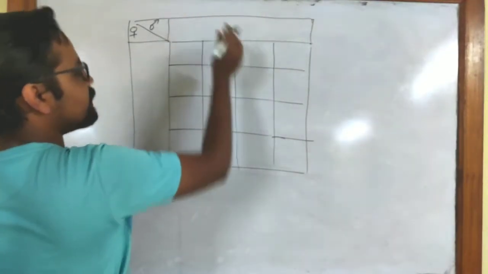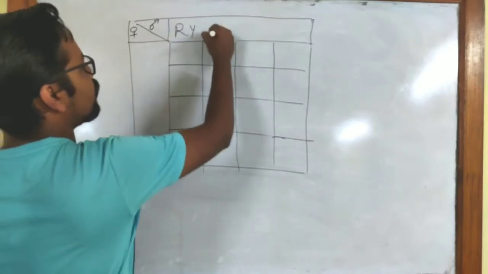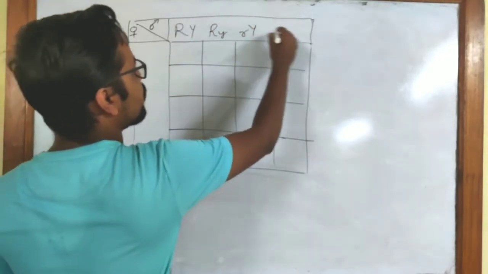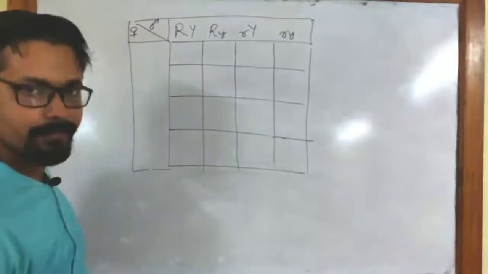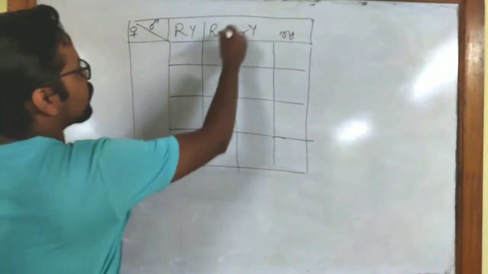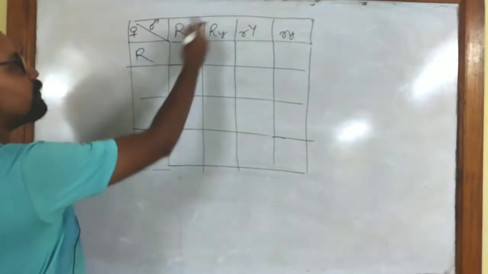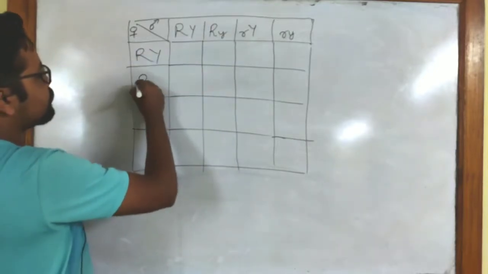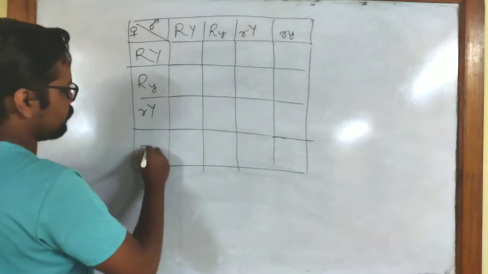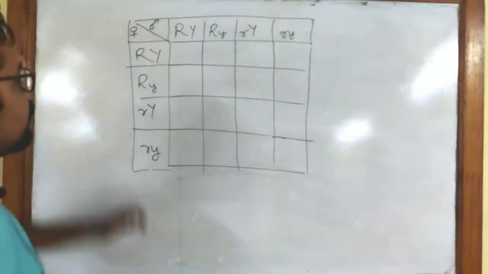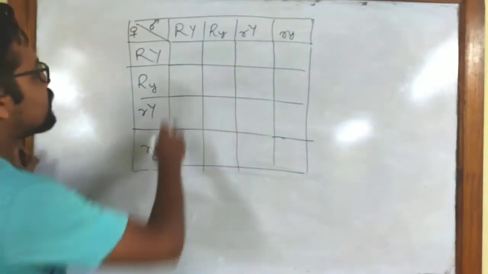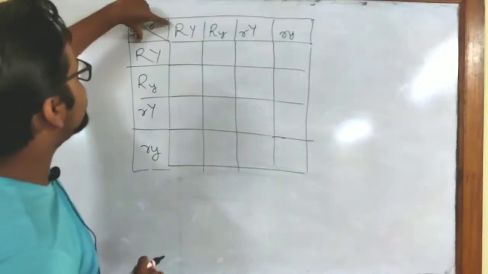So what are the possibilities that we had? Capital R, capital Y, capital R, small y, small r, capital Y, or small r, small y. Okay, here what we are going to have, okay, let me get this. Yeah, here again we are going to the same possibilities, right? Same set. Okay, so now we will find the cross, because in this box what we will write? We will write the combination of these two.